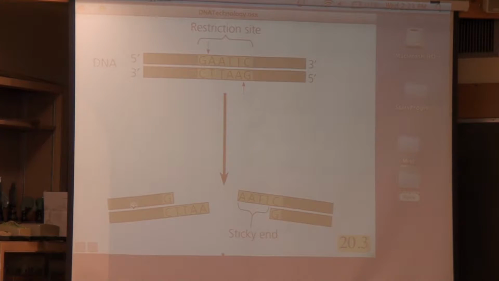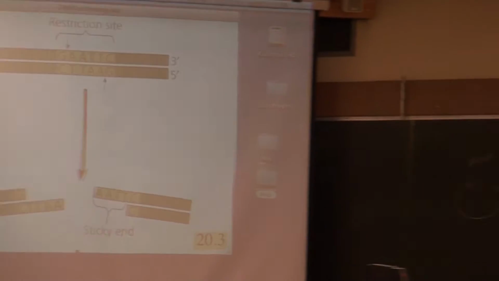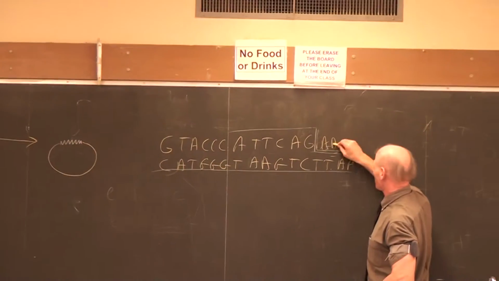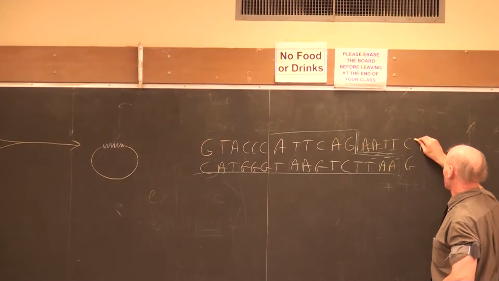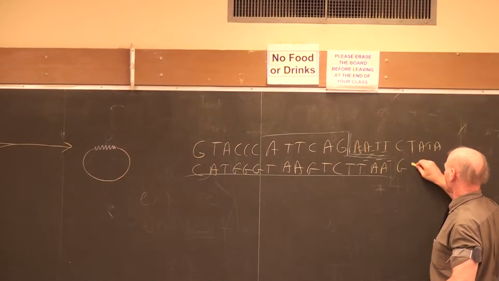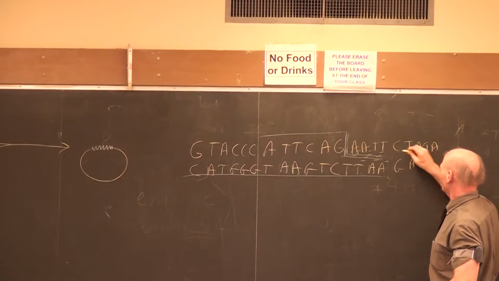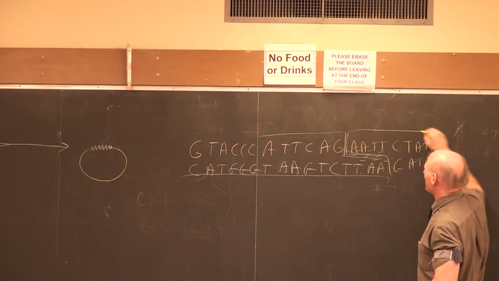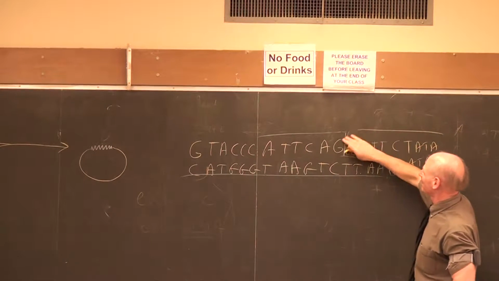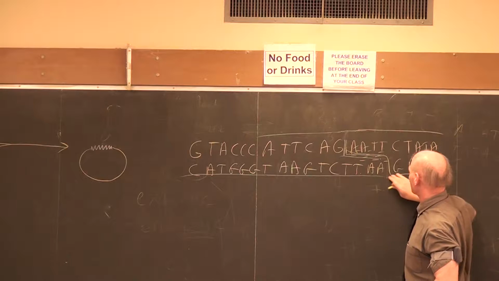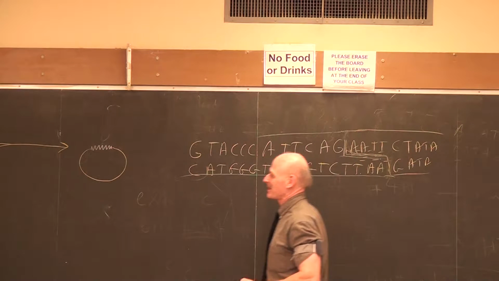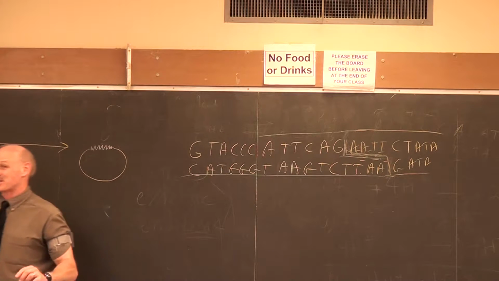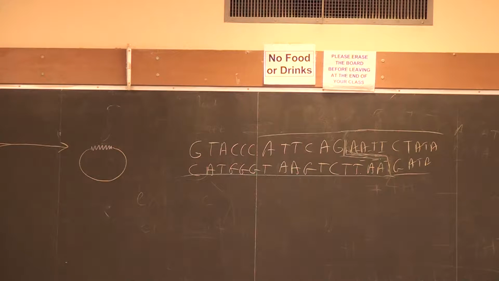So let me put this back. If we allow these two to come together, to physically come near each other again, like that, and then we add DNA ligase, it's going to reconnect the phosphate ribose backbones, and you get one piece of DNA again. And so this is the typical approach to a gene cloning experiment.